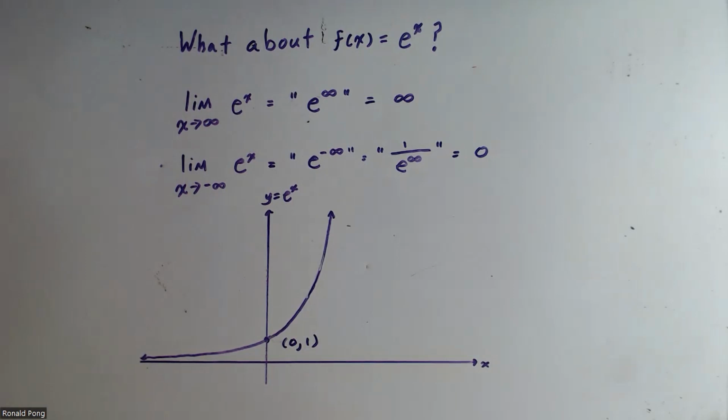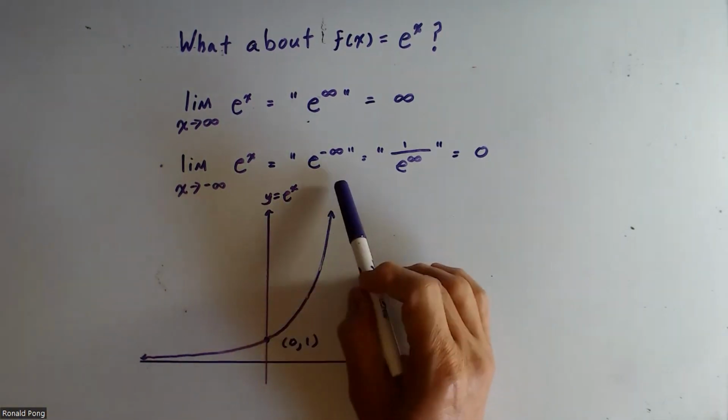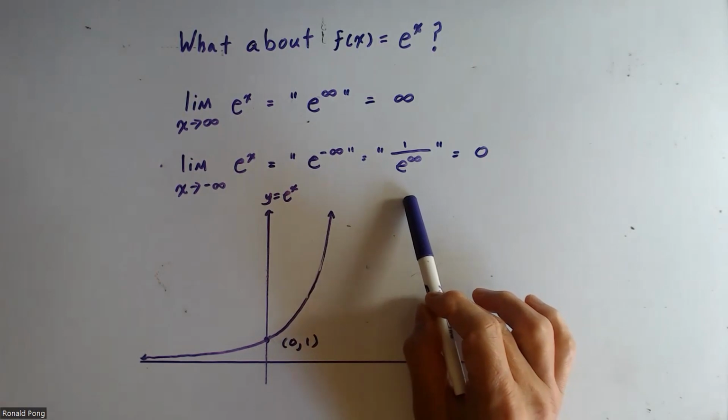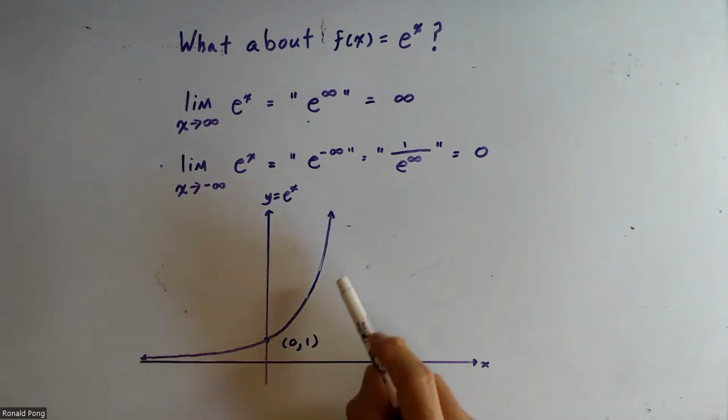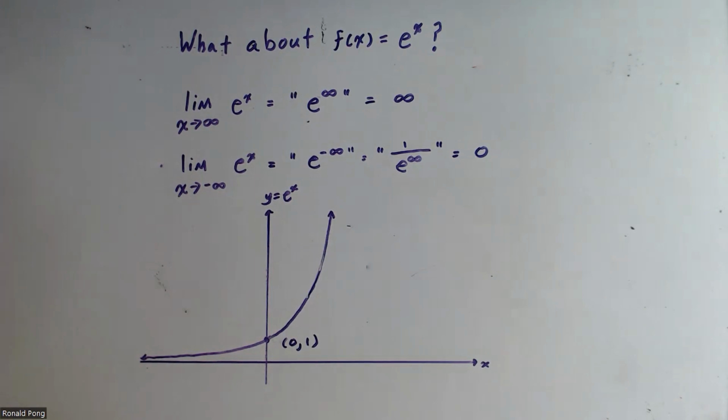Likewise, if I plug in negative infinity for x in e to the x, I end up with e to the negative infinity, which can be rewritten as 1 over e to the infinity, or 1 over a very, very large number. And that limit is simply 0. And this is indeed what we see for e to the x. As x approaches positive infinity, e to the x heads toward positive infinity, and as x approaches negative infinity, e to the x approaches 0.